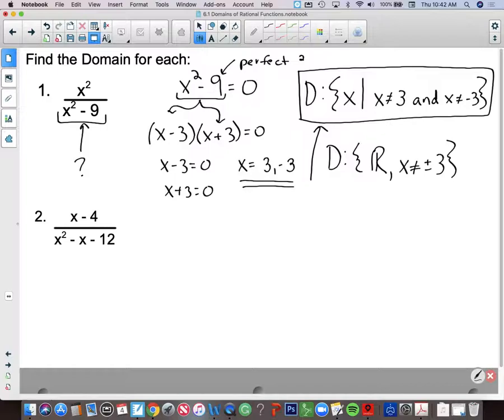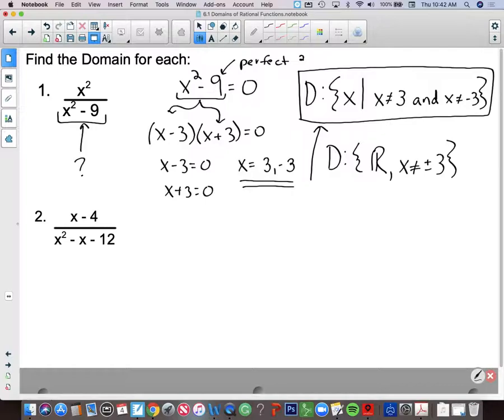So for the next one here, what I want you guys to do is try to factor the bottom and then see if you can get your solutions, and then we'll write the domain out together, okay? So pause the video for about a minute or two, let kids factor out the bottom, and then start it back up for the example.